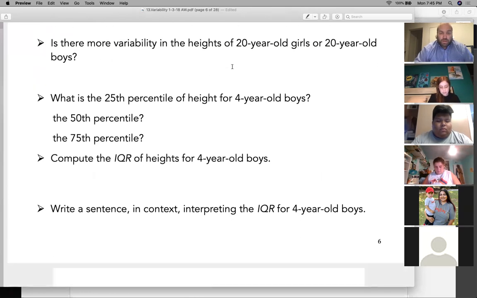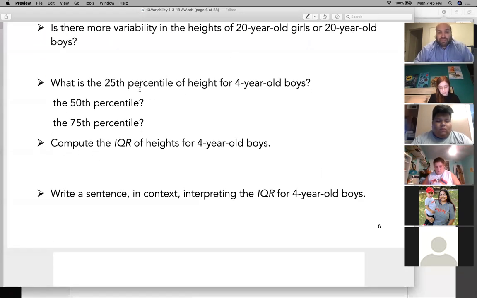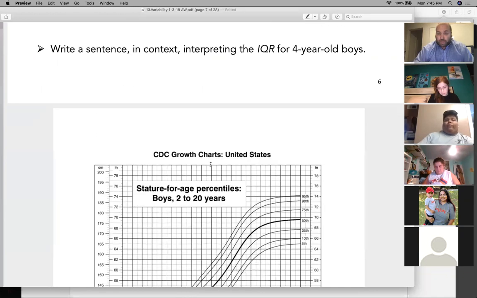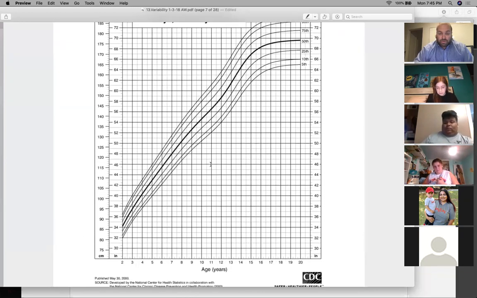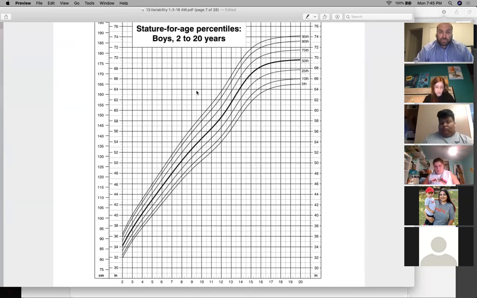Okay. So let's do this one. What is the 25th percentile, the 50th percentile, and the 75th percentile for 4-year-old boys? So let's go to the chart here. We go to boys, make sure it's the boy chart, which it is. We go to age 4, which is here. And first we want the 25th. Now looking here, the 25th is the 3rd curve. 50th is the 4th curve. 75th is the 5th curve. So 3rd, 4th, and 5th curves. So was it 4-year-old boys? I forgot. 4-year-old, right? Yeah.